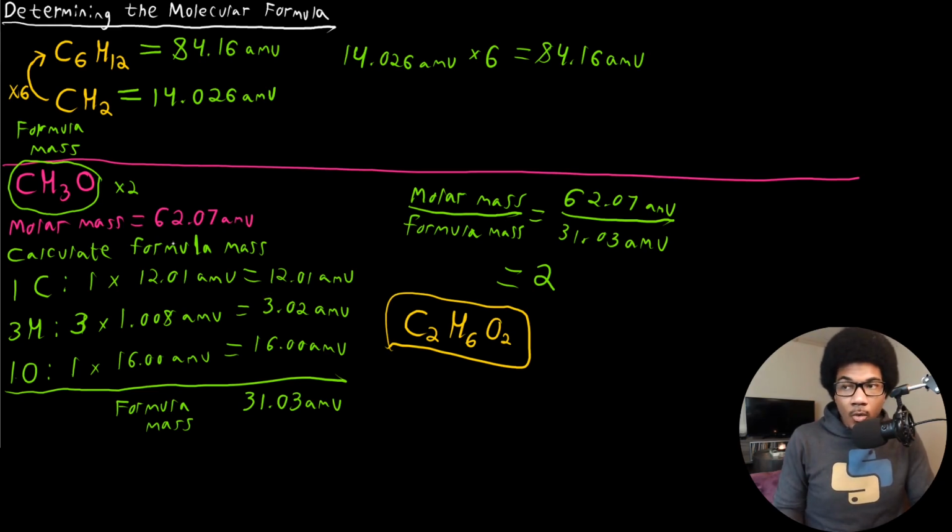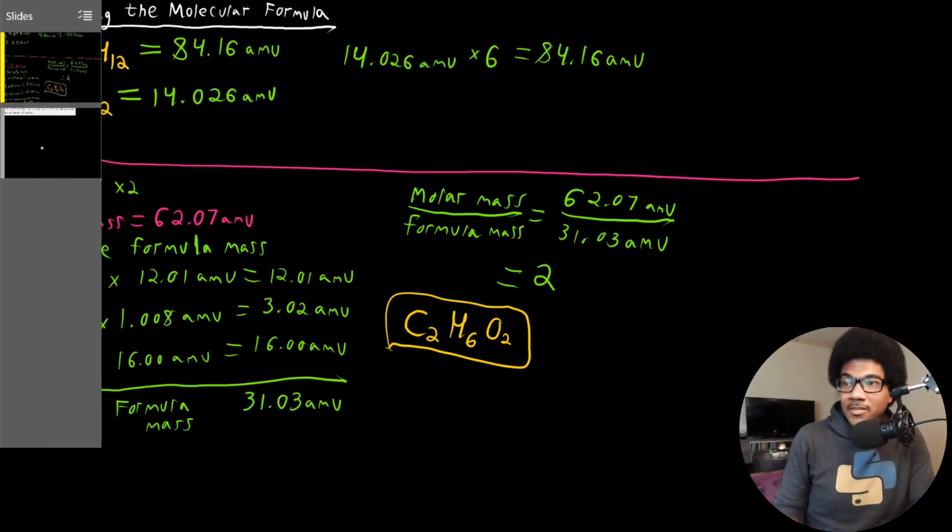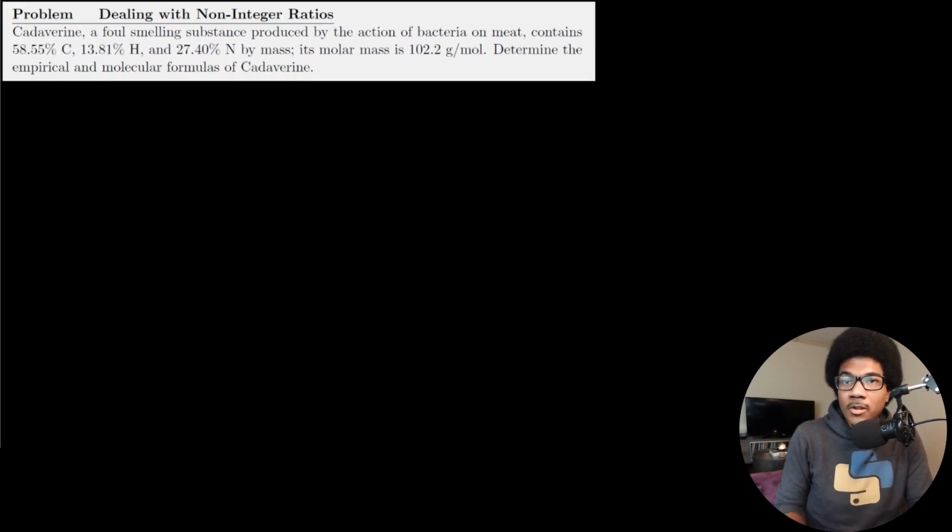Okay, so let's go through an entire example where we determine an empirical formula, we're given a molar mass, and we want to know what the molecular formula is. One issue that students struggle with a lot is when they end up with non-integer ratios when getting the empirical formula. So this example is going to cover all of that. The example says: cadaverine is a foul-smelling substance produced by the action of bacteria on meat.